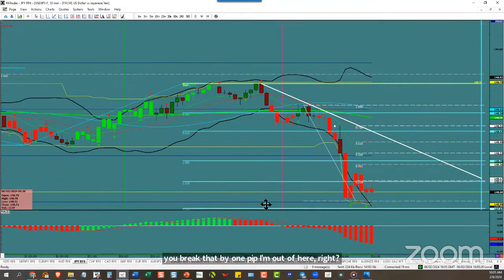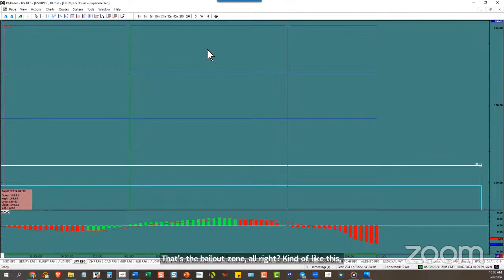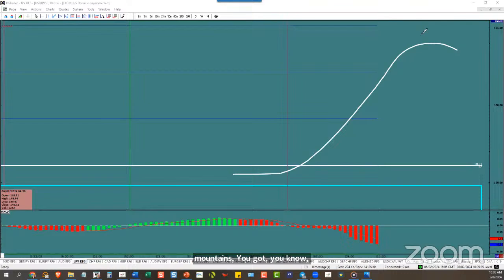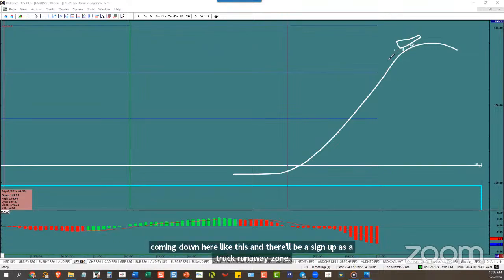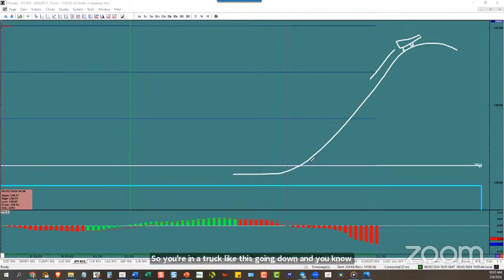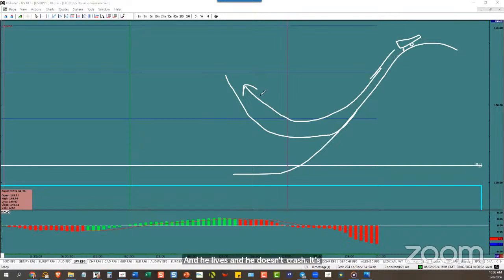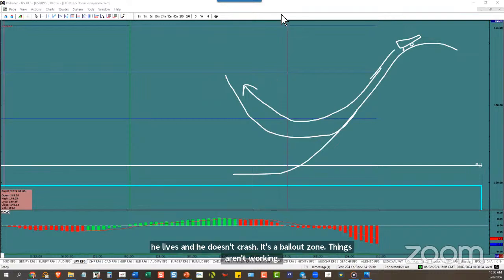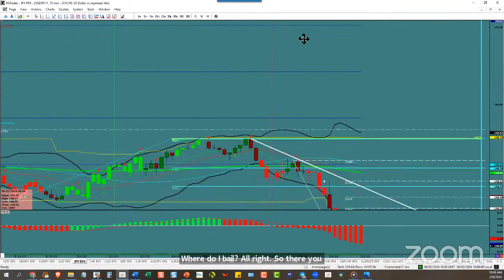Kind of like this, if you've ever driven in the mountains, you've got a big mountain coming down here like this, and there'll be a sign up that says truck runaway zone. So you're in a truck going down, and you lose your brakes. So rather than take you all the way down, gathering speed and slamming into cars, they build a ramp like this against the gravity. So it's a bailout zone. He can go right like this, and gravity stops him. It's all sand and stuff, which slows him down. And he lives and he doesn't crash. It's a bailout zone. Things aren't working. Where do I bail?